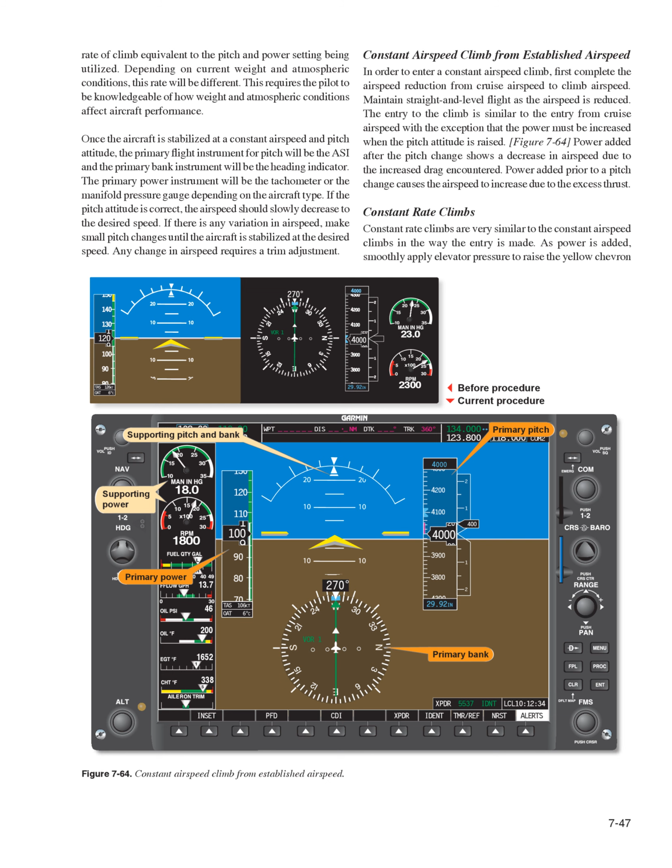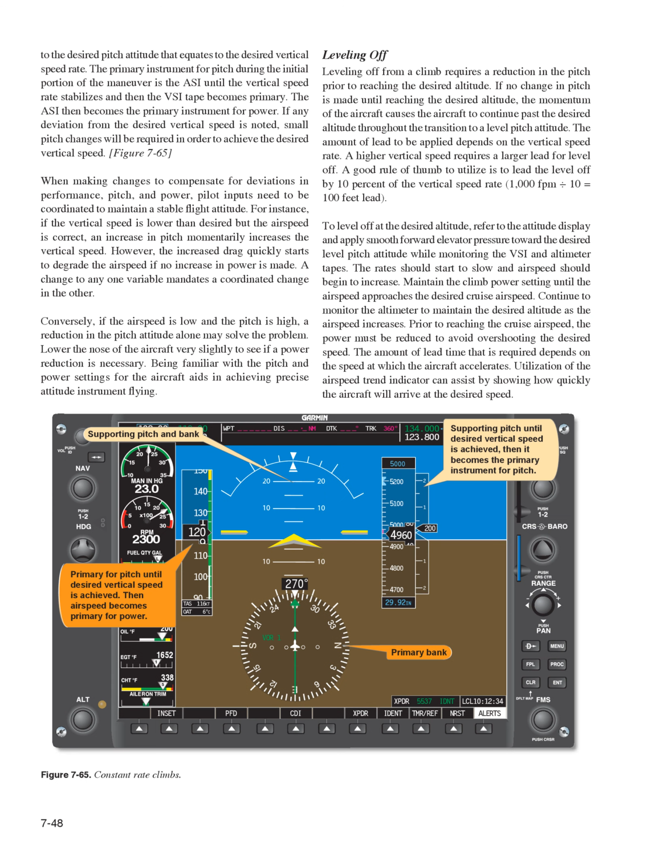Constant rate climbs are very similar to the constant airspeed climbs in the way the entry is made. As power is added, smoothly apply elevator pressure to raise the yellow chevron to the desired pitch attitude that equates to the desired vertical speed rate. The primary instrument for pitch during the initial portion of the maneuver is the AC until the vertical speed rate stabilizes and then the VSI tape becomes primary. The AC then becomes the primary instrument for power.